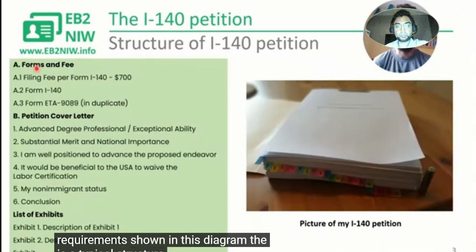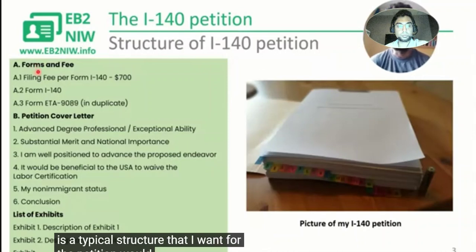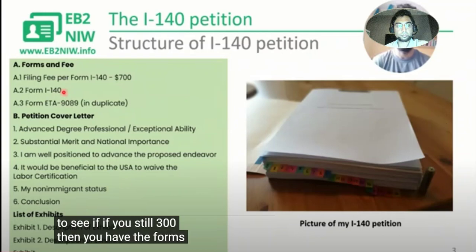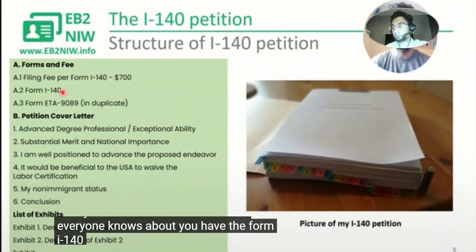This is the typical structure that an I-140 petition would have. There is a $700 fee that you have to pay. Then you have the forms. This is what everyone knows about. You have the form I-140. You have to fill out that form.